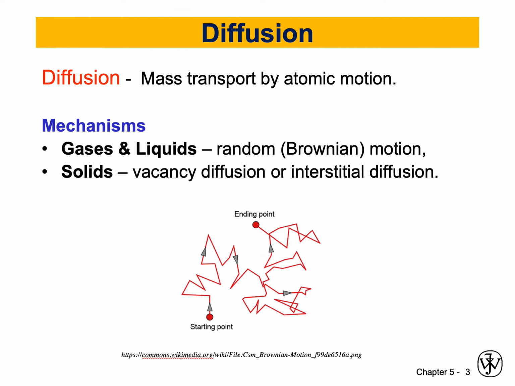I hope that you were able to get a clear view about what diffusion is and what the mechanisms are. We are going to focus on the second mechanism, which is diffusion in solids. And we're going to learn about two things. One of them is vacancy diffusion, and the other one is interstitial diffusion. Those two mechanisms happen only in solids, and they can be clearly identified in solids.